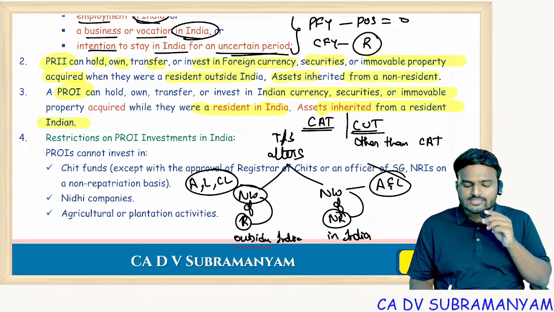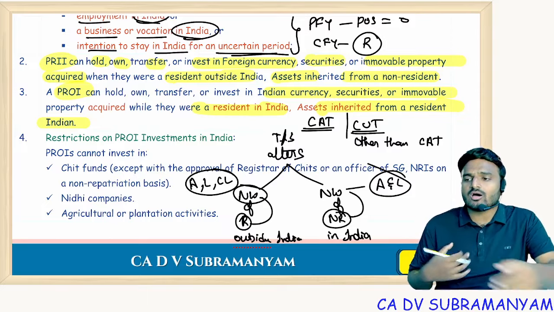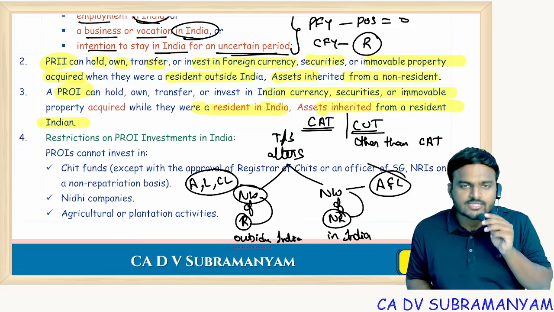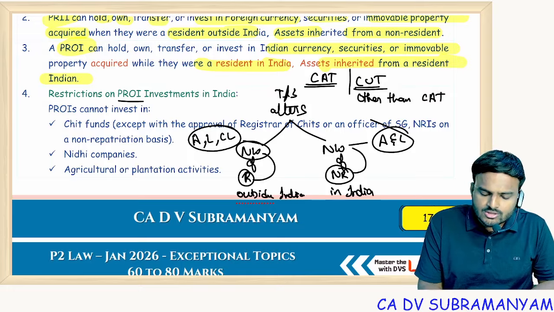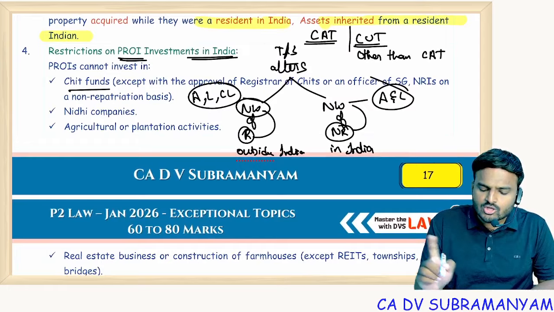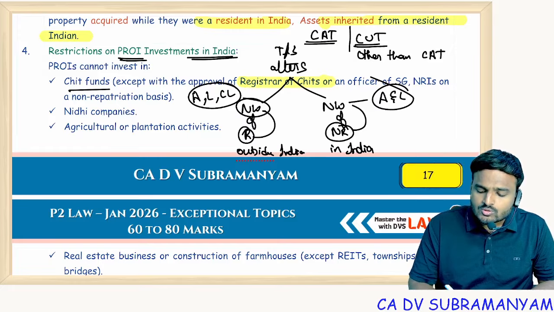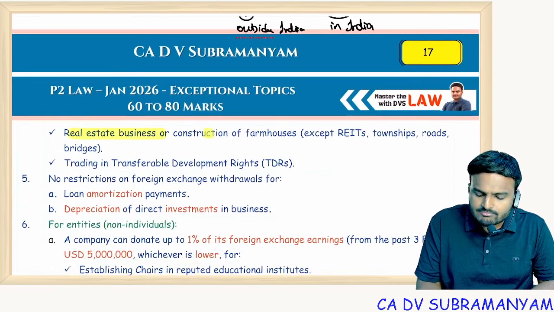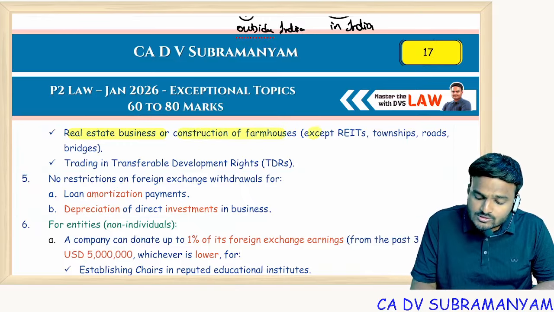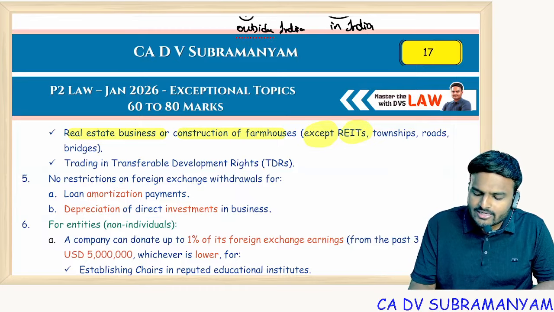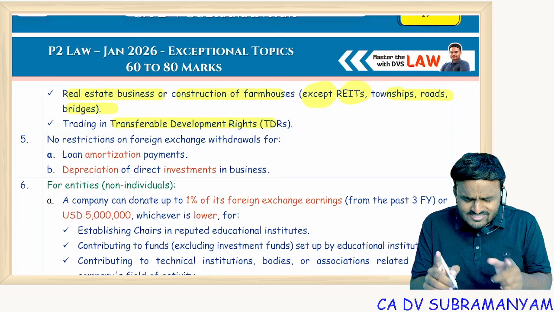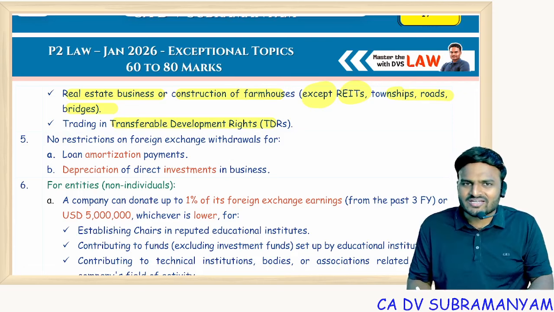So remember, my dear students, capital account transaction means the resident's net worth outside India or the non-resident's net worth in India. If it is getting affected because of any transaction, then the transaction is known as a capital account transaction. So, restrictions on non-resident investments in India: chit funds not allowed, but subject to state government approval, that too on a non-repatriation basis, allowed. Nidhi companies not allowed, agriculture plantation activities not allowed, real estate business, construction of farmhouses not allowed. Of course, this is allowed, except means what? Allowed: REITs, townships, roads, bridges. Trading in TDRs also allowed. Sorry, I'm sorry. Trading in TDRs also not allowed.